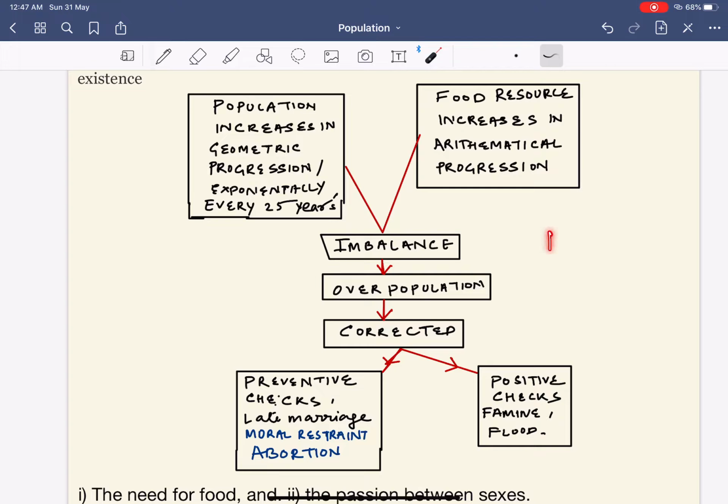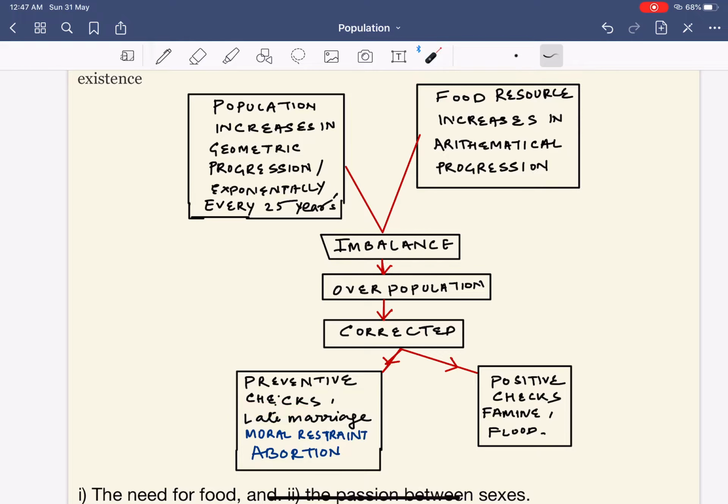Just look into it. This is basically a bar graph. In this bar graph you can see this is the population and this is your food. You can see the population is increasing at a higher rate when compared to the rate at which the food is increasing. Now, if the population is increasing at a higher rate when compared to the food, then this will result in an imbalance. This imbalance will result in what? Overpopulation, and this overpopulation will be corrected by preventive checks.